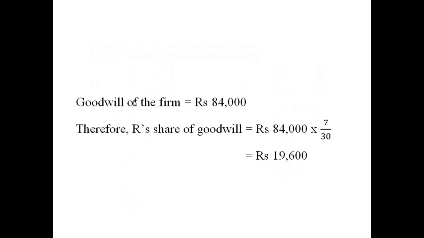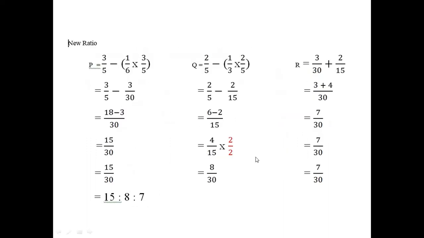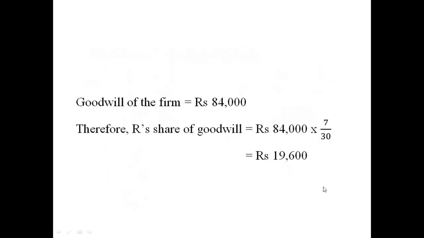Now before we move on, we have to calculate the goodwill of R. The total goodwill of the firm is given as 84,000. So this 84,000 is the total goodwill of the firm. From here we have to calculate the goodwill of R, which he will bring in the business. R is coming for a 7/30 portion. This is the new profit sharing ratio of R. So R will bring 19,600 in the business as a premium for goodwill.